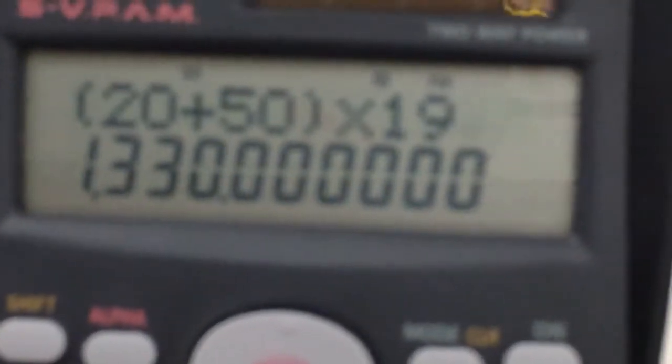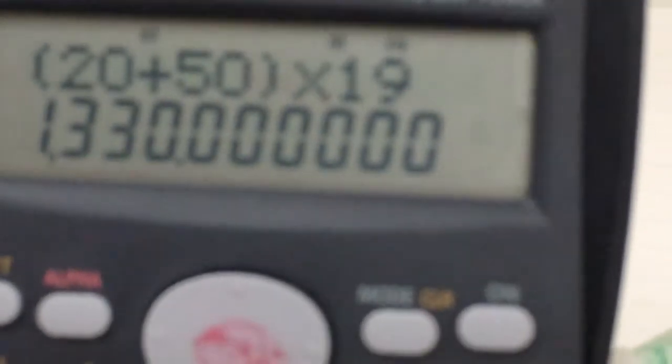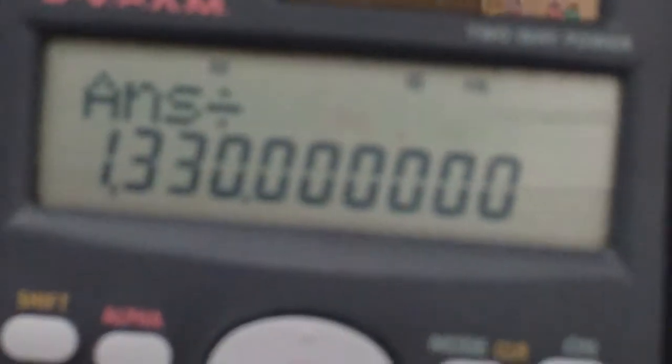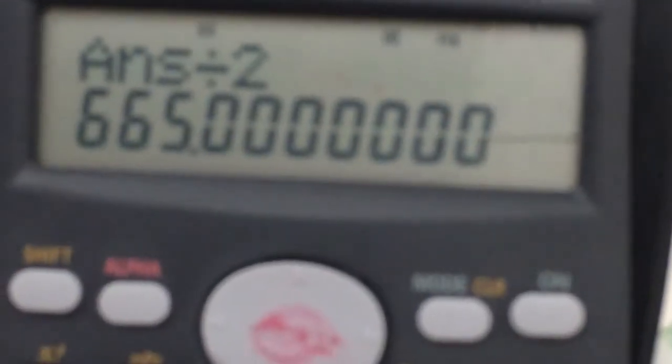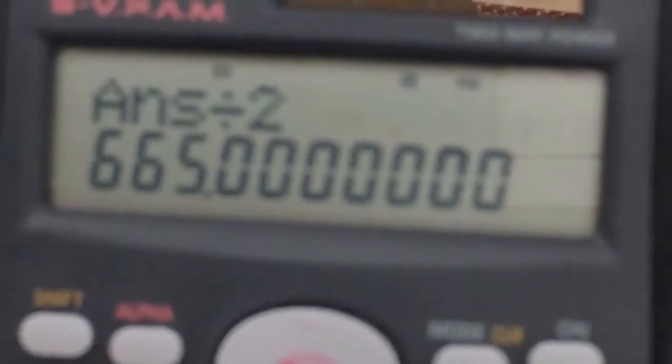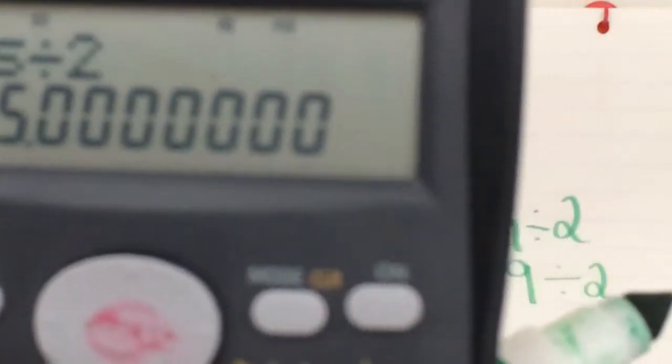I have my decimal set really high right now, and now is when you'll want to hit the divide, and it'll say answer divided, and then I can put my 2, divided by 2, and then I'm going to get my answer of 665 kilometers squared.